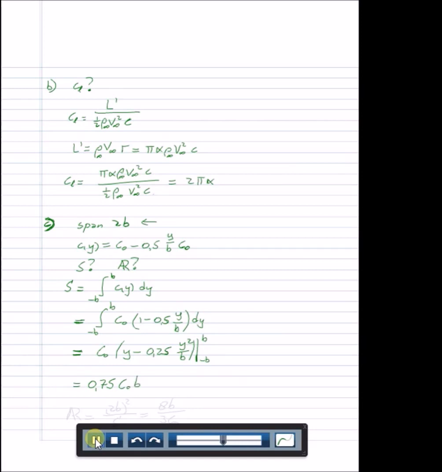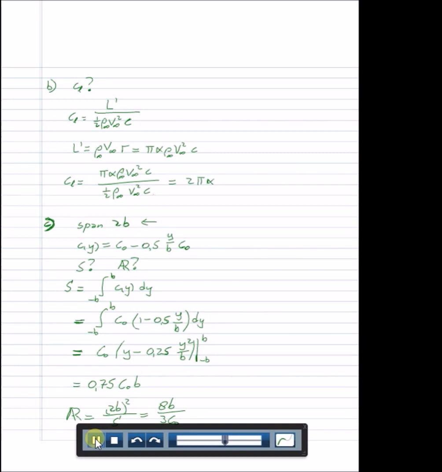Once you've got S, there is a relation between the aspect ratio and S. We've got the aspect ratio defined as 2b, that's my span, squared divided by S. And that gives me 8b divided by 3c naught. So that was question C. So we're gathering some information on building up an entire wing.